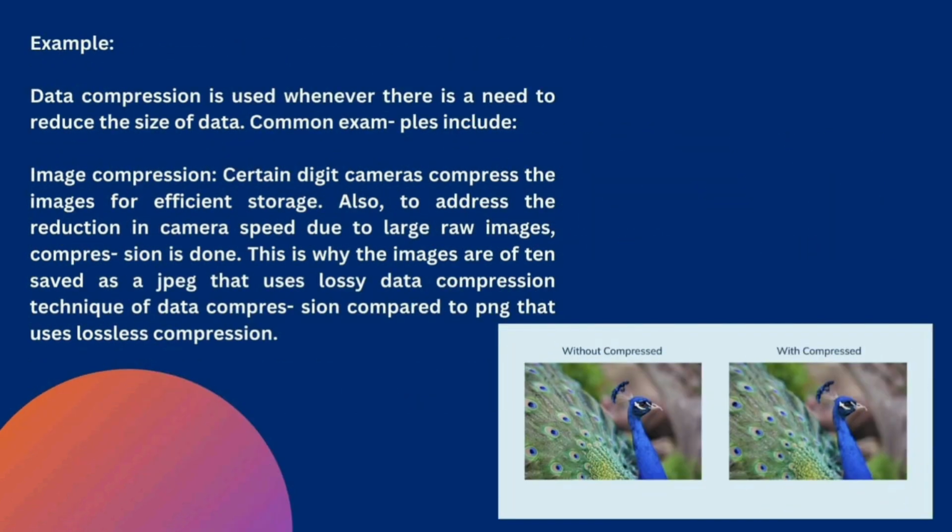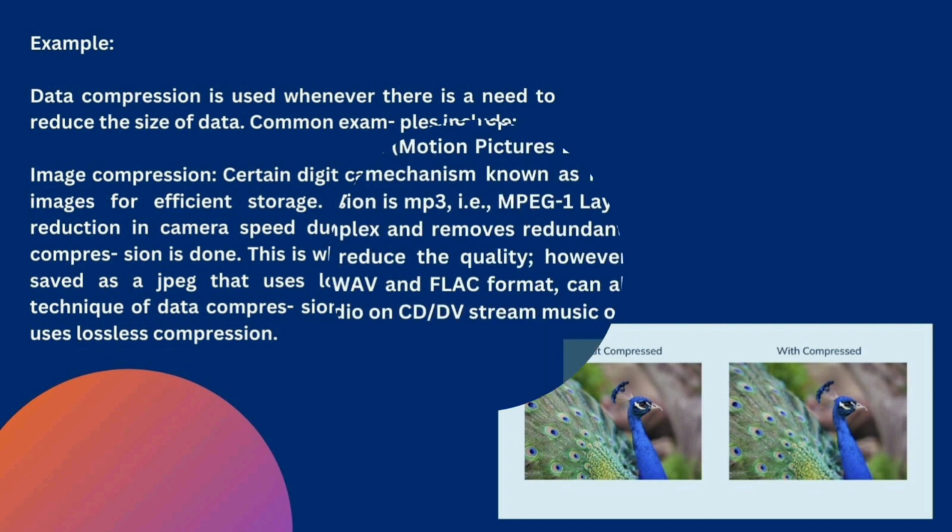An example of data compression is image compression. Certain digital cameras compress the image for effective storage. To address the reduction in camera speed due to large raw images, compression is done. This is why images are often saved as JPG, which uses lossy data compression, as compared to PNG, which uses lossless compression.